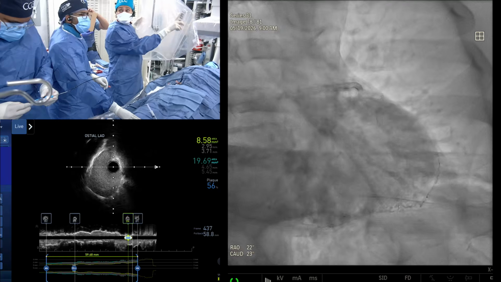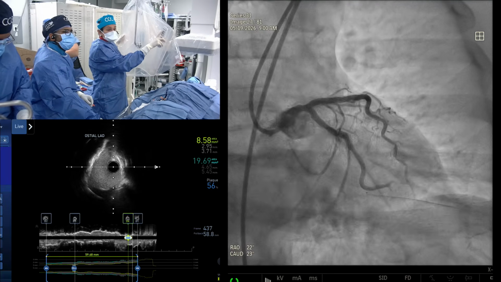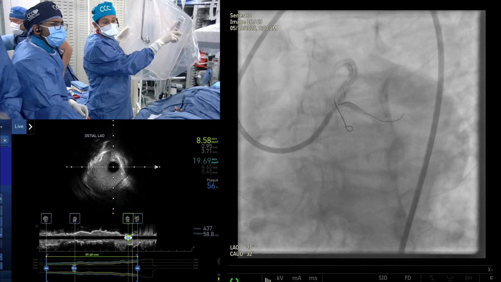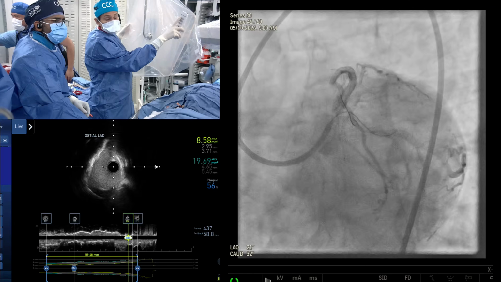That's the final picture you can see. Good, very good. Absolutely pristine and outstanding.